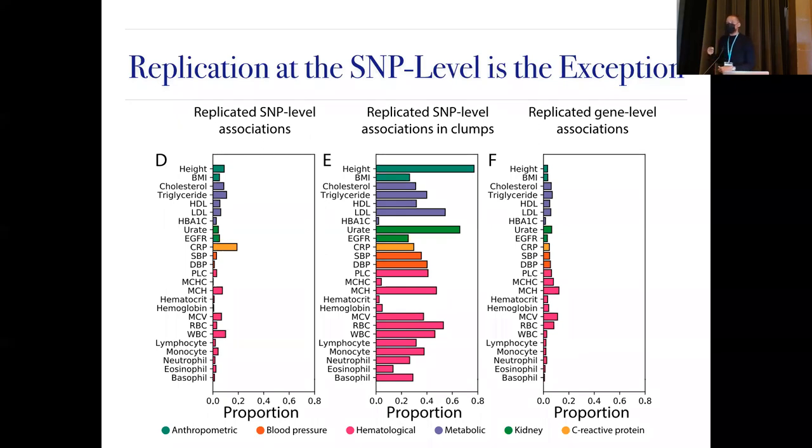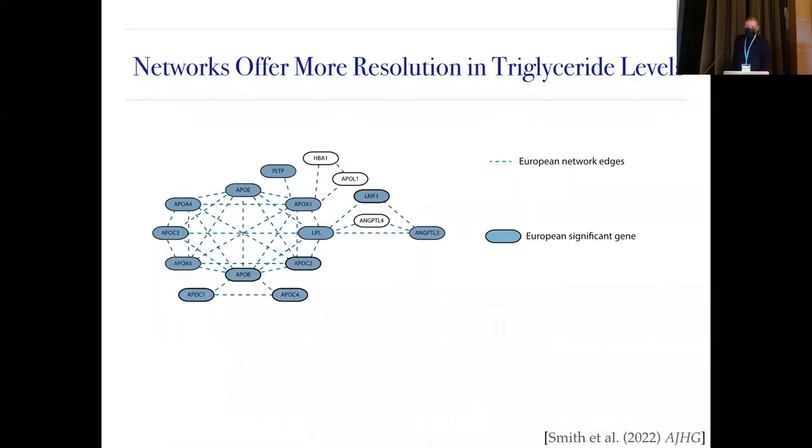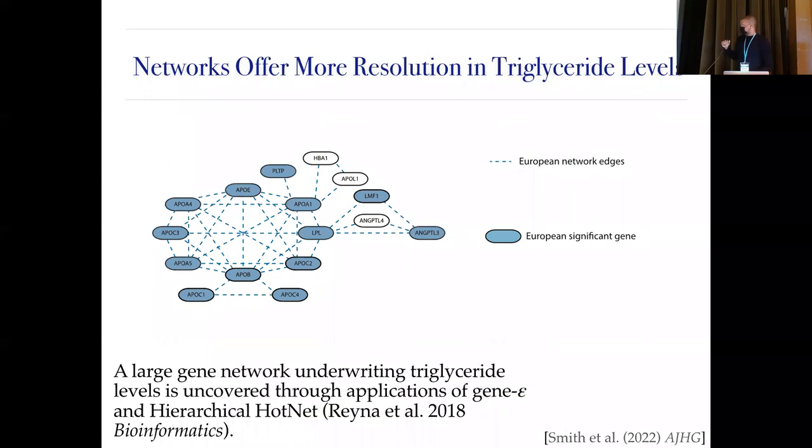What's really interesting about this is you can think about multi-scale modeling as a way to give you more resolution on phenotypic or genetic architecture, right? So here's a quick example from triglyceride levels, where if I take the genes that we identified in one run from this particular cohort, I can then do something like a network analysis to figure out how those genes are connected to each other, right? And here we use this method called HotNet to do this.